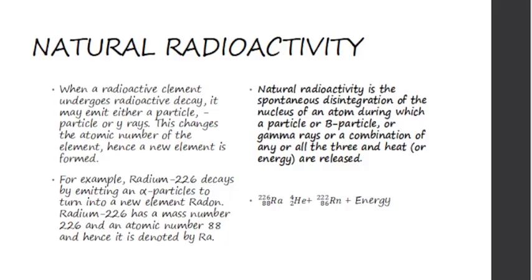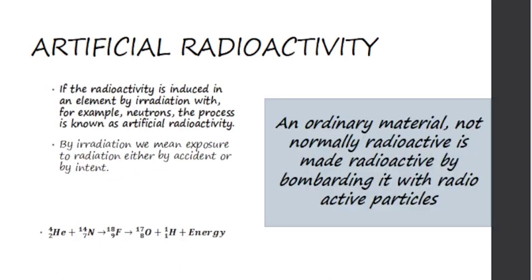Now, moving ahead. The next thing we are going to talk about is artificial radioactivity. If radioactivity is induced in an element by irradiation with, for example, neutrons, the process is known as artificial radioactivity. So when it is man that induces the radioactive process, that is when it is referred to as artificial radioactivity. By irradiation, we mean exposure to radiation, either by accident or by intent.